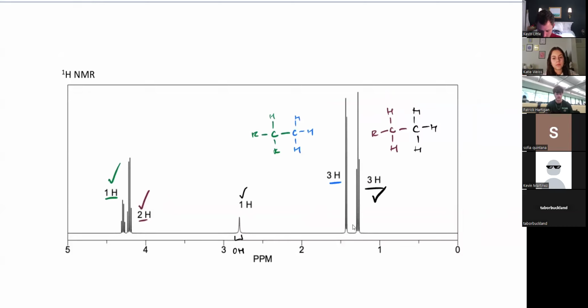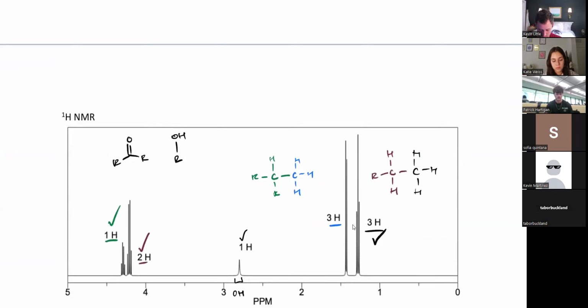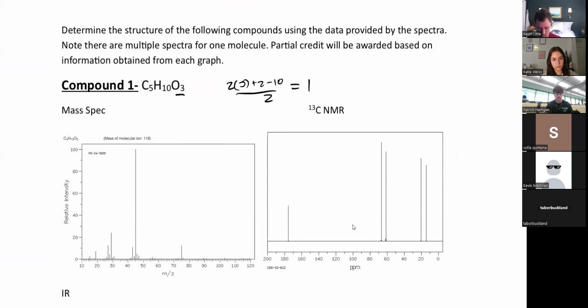So I already have built something up, right? I have an OH that I know I have somewhere. I have a carbonyl that I know I have somewhere. And now I'm stuck. So I've got to go back and make sure that I've accounted for everything on my proton NMR and everything in my chemical formula. So I have 1, 2, 3, 4, 5 carbons. So that's all the carbons I would expect. No more carbons.